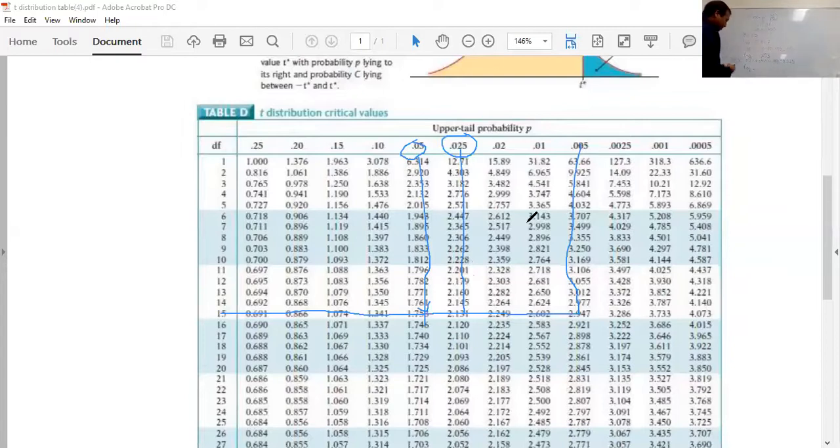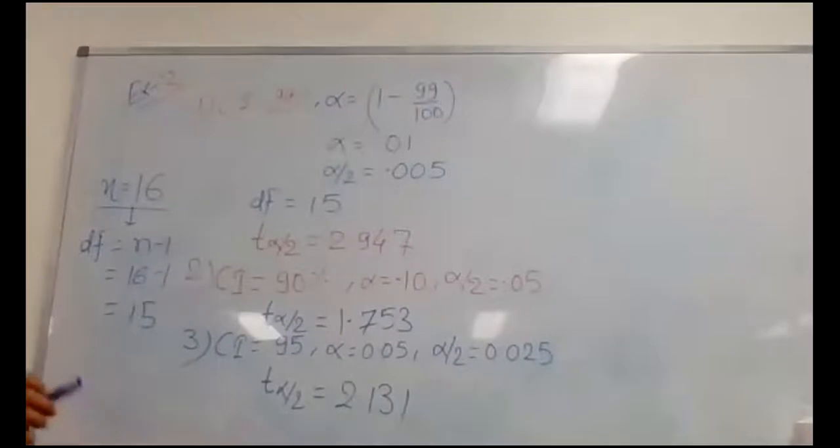So the value is 3.286. No, it's 2.131. Oh, you see, I also did it on the screen. Yeah, 2.131. Sorry. Yes.